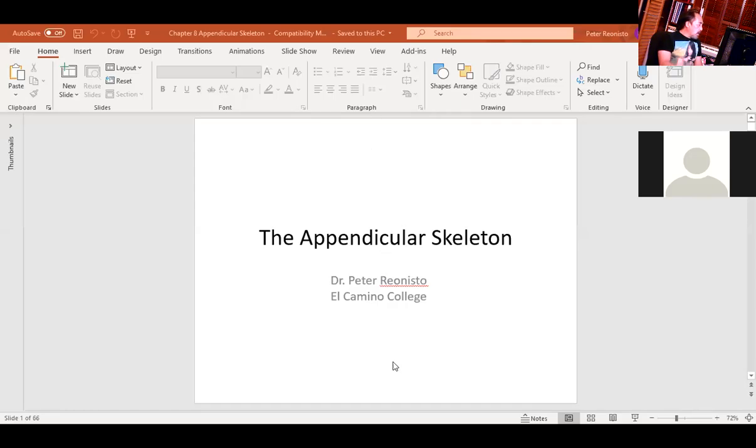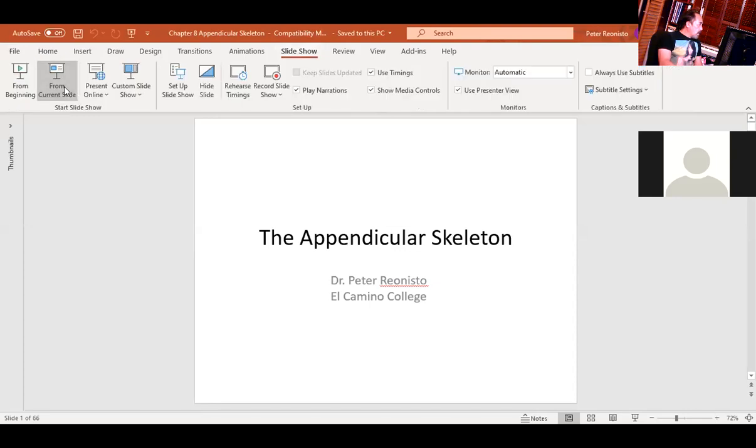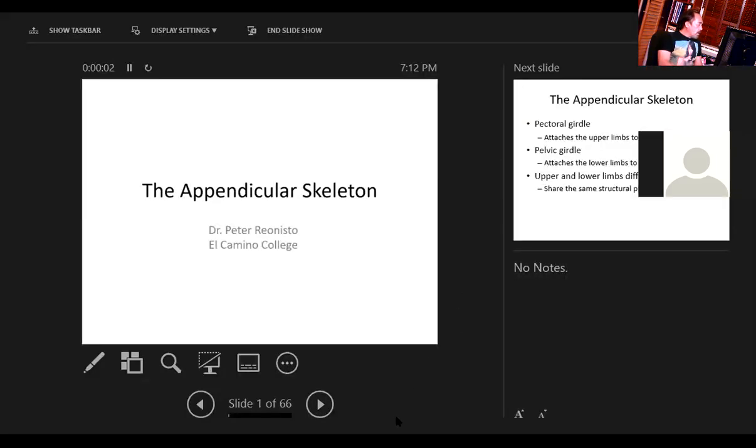All right, so I'm going to start with the appendicular skeleton in chapter 8, and that is going to be the slide that we're going to go through, okay. So remember, the appendicular skeleton is just going to be the upper extremities and the lower extremity.